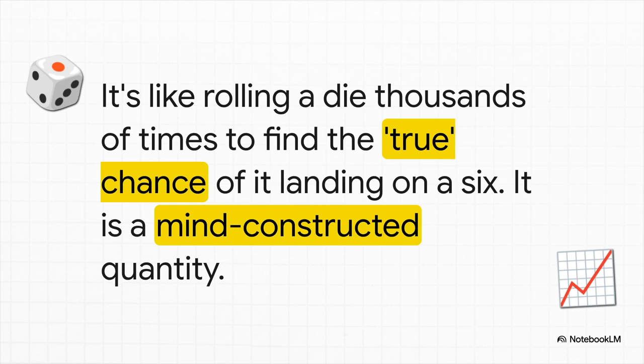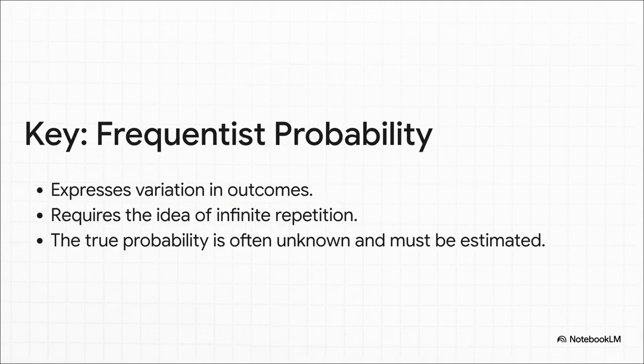Makes sense, right? But here's the catch. For most real-world problems, like our boulder, you can't just repeat the event an infinite number of times. That true frequentist probability is a theoretical idea. It's a model we build in our minds. It's usually unknown, and we have to estimate it, which introduces its own uncertainty.